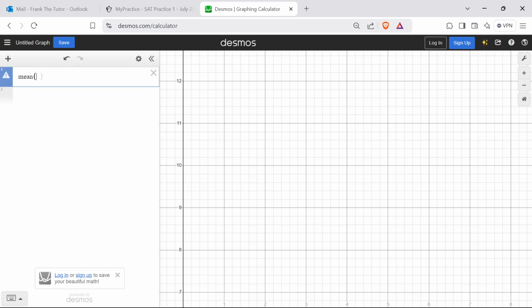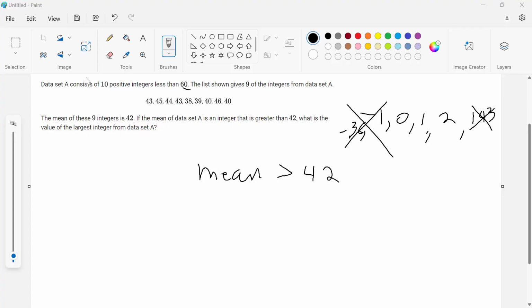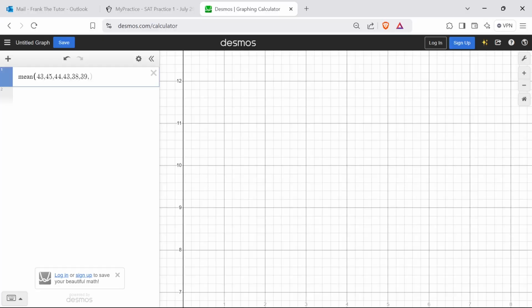So I can type mean, and then unfortunately you can't copy and paste in Desmos in Blue Book, so I'm not going to do it here. I'm just typing in the numbers, being very careful that I get all the correct numbers, and I'm going to make sure that the mean of these 9 is 42 like it says, and then 46 and 40, and the mean is indeed 42.